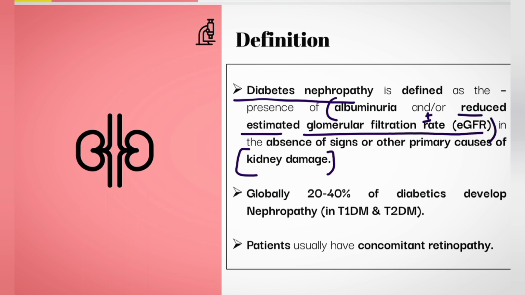Globally it is seen that approximately 20 to 40% of the patients who are ill with diabetes develop nephropathy, and this nephropathy can develop in both types of diabetes, type 1 and type 2. It is also seen that patients who develop diabetic nephropathy also have concomitant retinopathy.